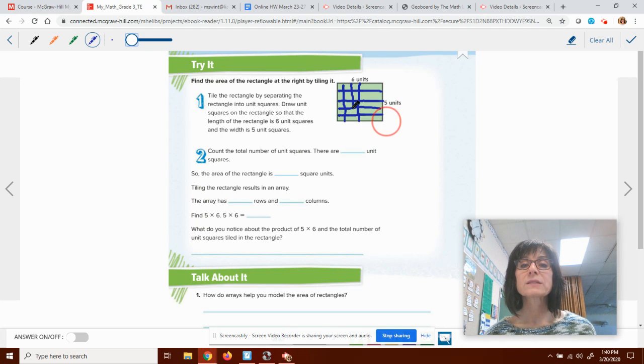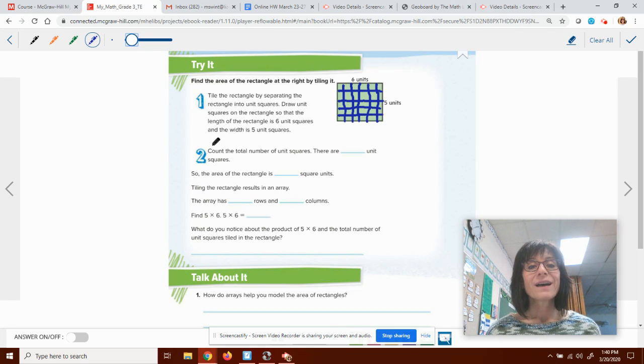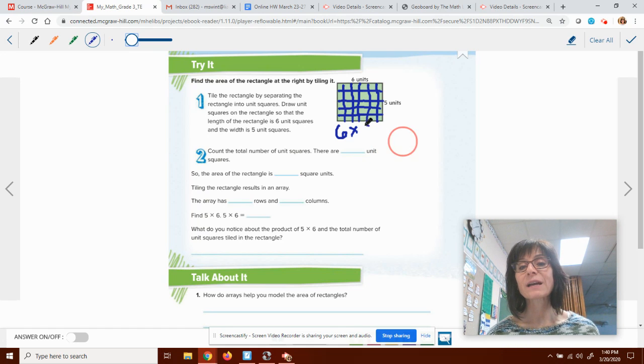Try to make your lines as straight as you can. Don't make them look like this. There we go. So counting the total number of unit squares, well, if we counted, that's great. But I also know that 6 times 5 equals, and you know that too. Count by 5 up 6 times. Either way, you're going to find your answer of 30 unit squares. So the area is 30 unit squares.